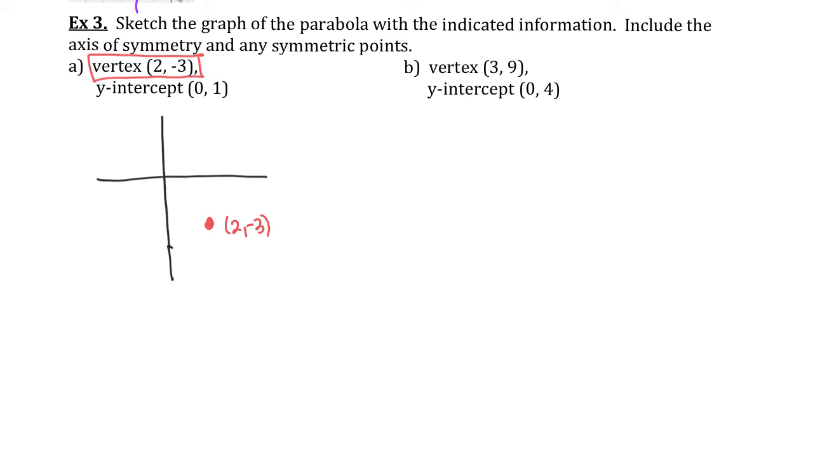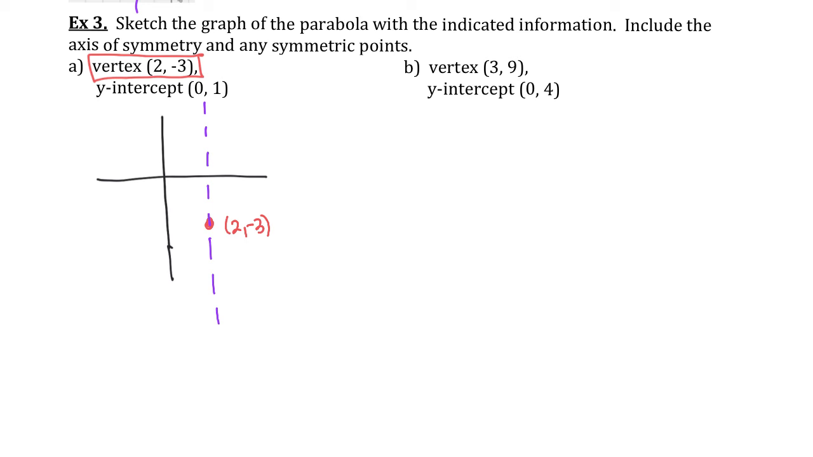Okay, after I do the vertex, I'm going to draw the axis of symmetry even though I don't have a parabola at all. The axis of symmetry always runs through the vertex and it's vertical. So I'm going to go ahead and draw this axis of symmetry because it tells me where the middle of my parabola is going to be.